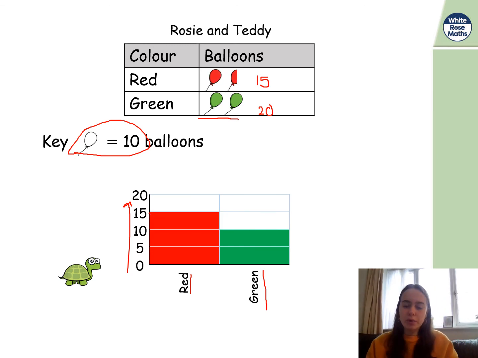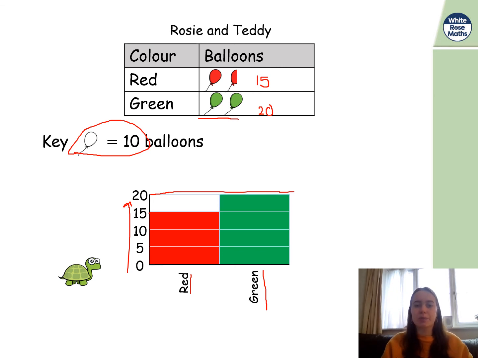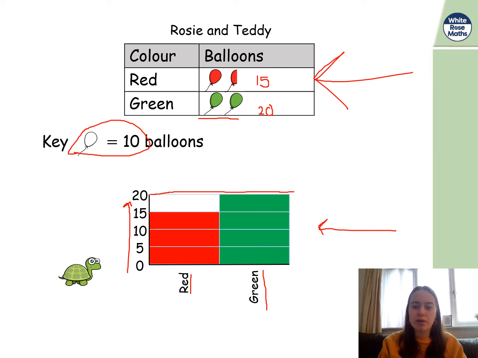And for green, we've already got 10 coloured in. So what do I need to do to get up to 20? I need to colour in another 2 blocks. There we go. So this shows us our red balloons and our green balloons, but instead of our pictogram over here, we've now got a diagram.